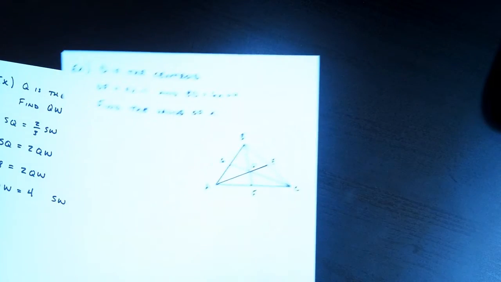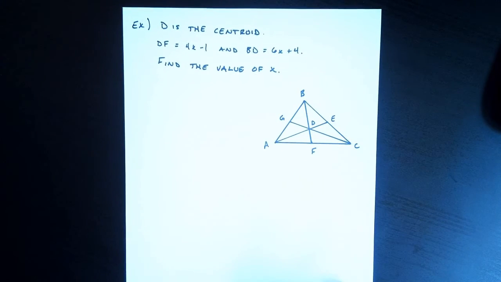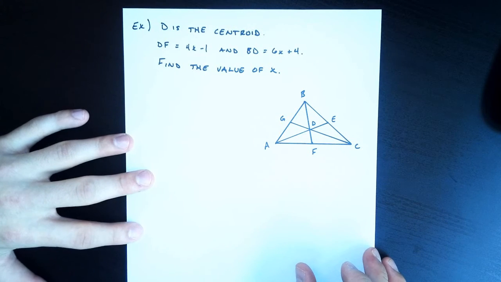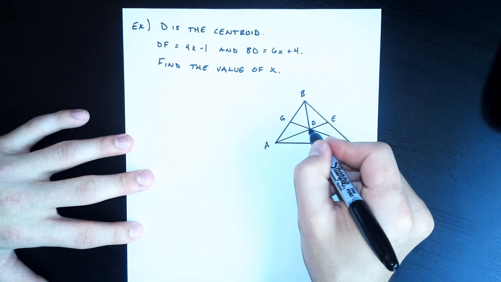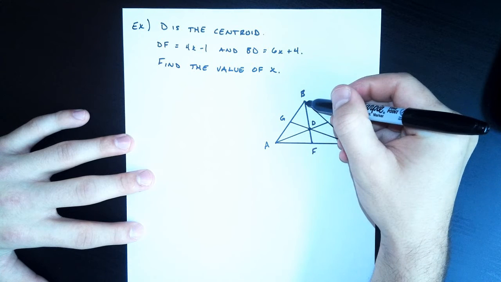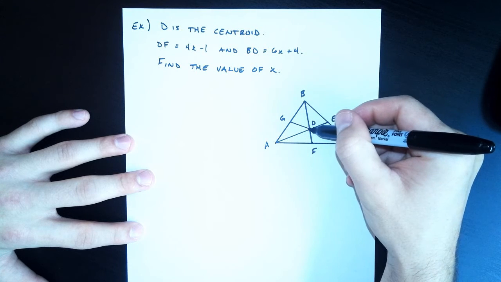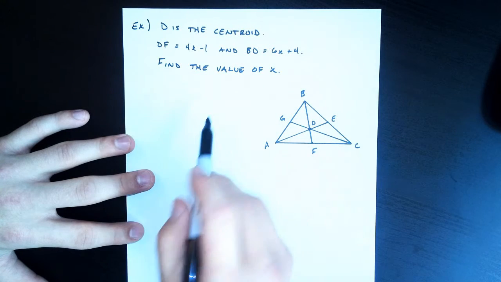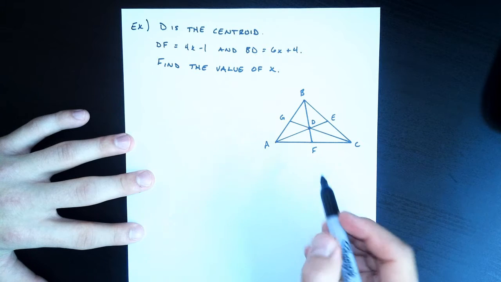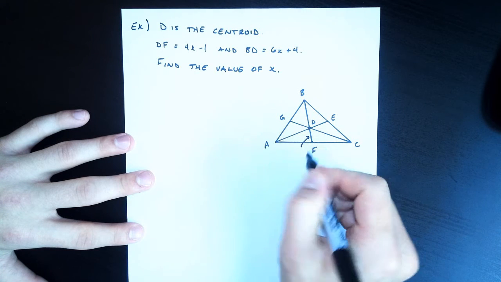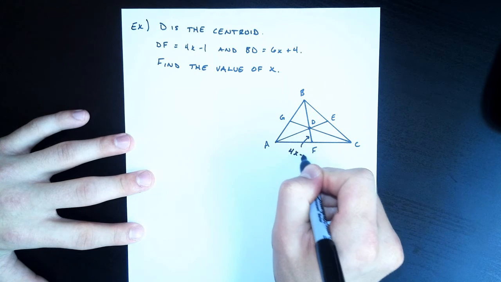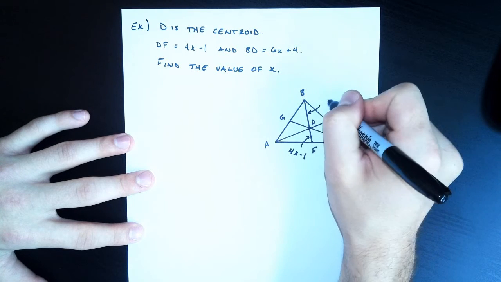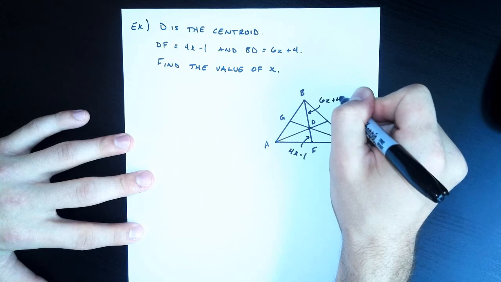The second example I'd like to do, we're still going to use the centroid theorem, but now I have some expressions that represent my segment lengths here. So D is the centroid. So again, I know that BD is twice as long as DF. And we just want to find the value of x. So we are given DF. This is represented by 4x minus 1. And BD, this is represented by 6x plus 4.